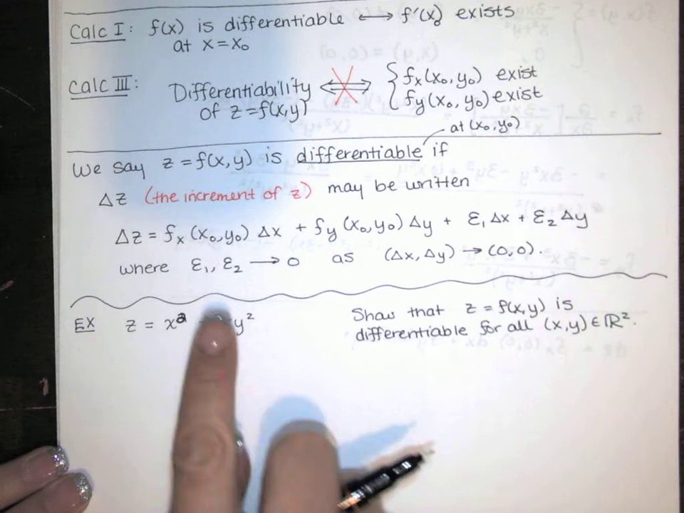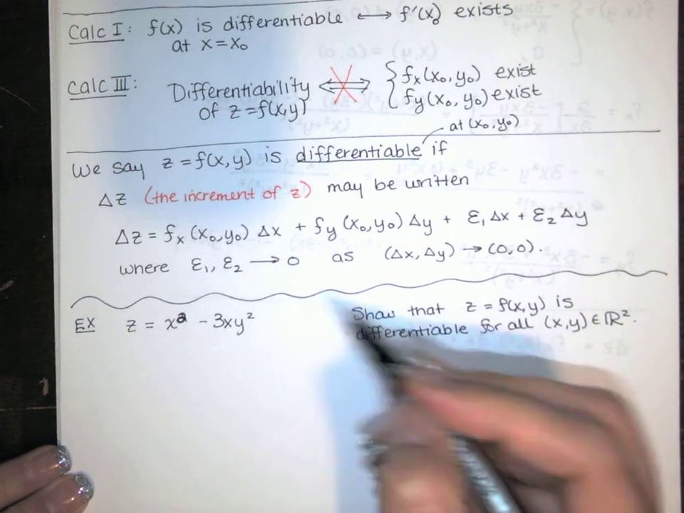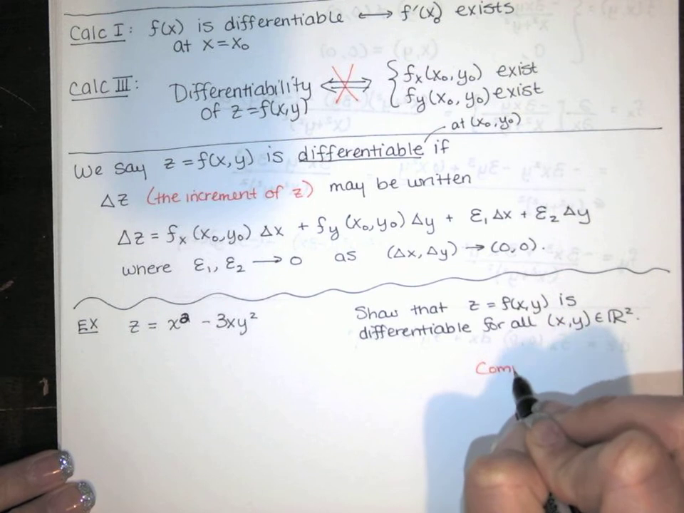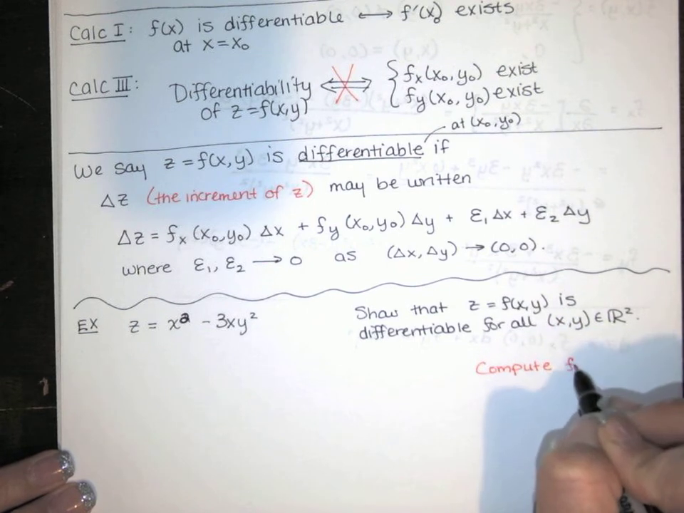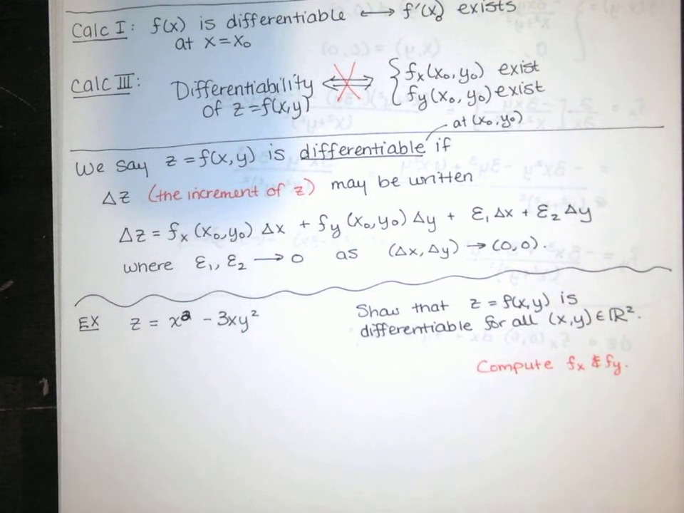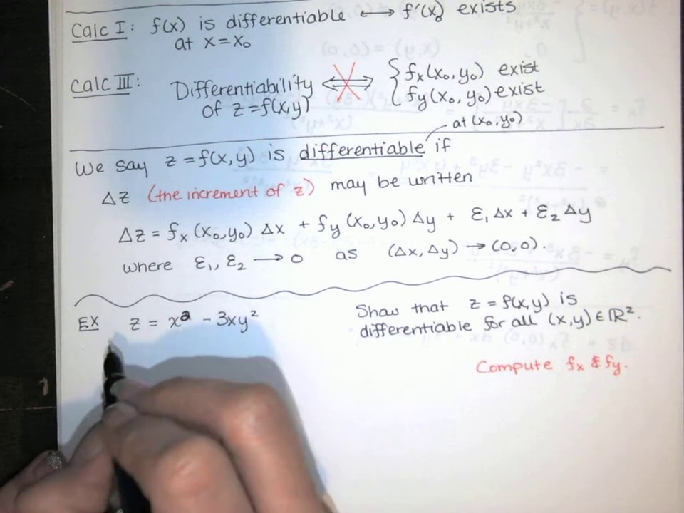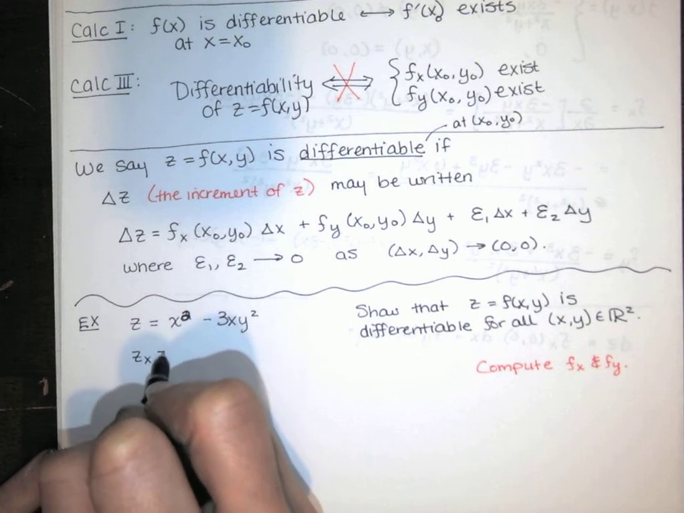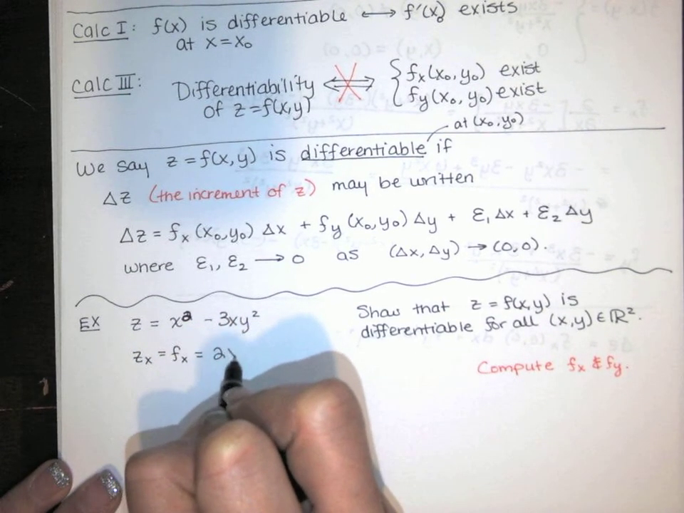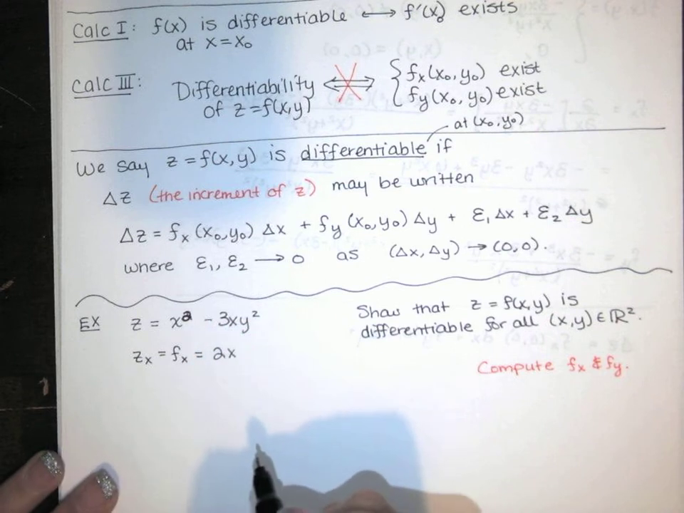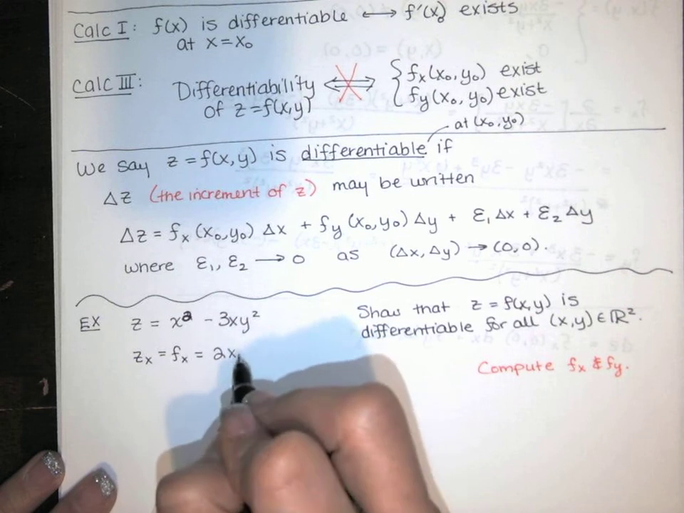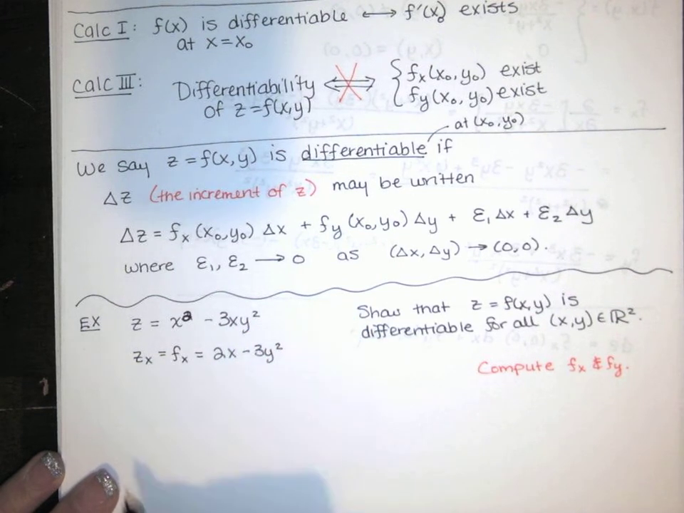Actually, I think I want to start by computing those two partials. And then we'll write down the increment of delta z. So compute the partial of z, or f, with respect to x, and the partial of f with respect to y. Okay. So z sub x is the same as the partial of f with respect to x. That's just 2x. And this is a constant times x as far as we're concerned when we're differentiating with respect to x and treating y as a constant. The derivative of a constant times x is just the constant.